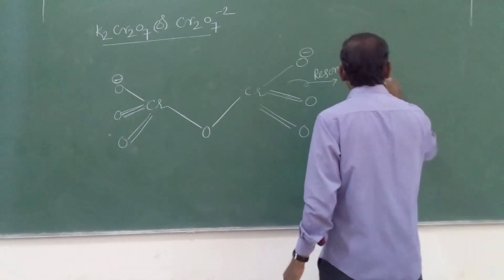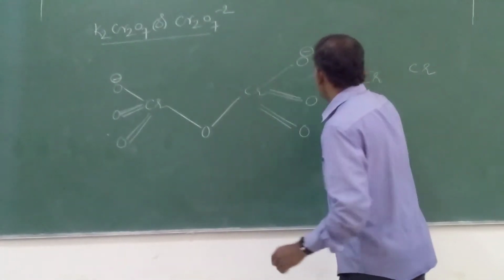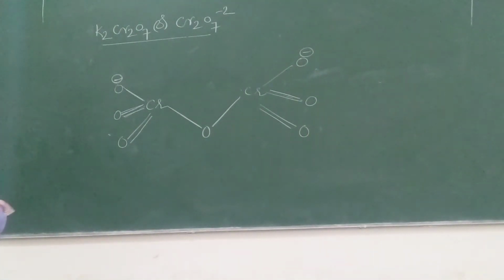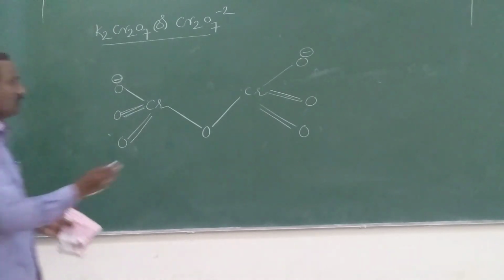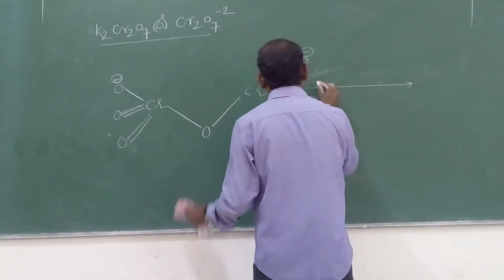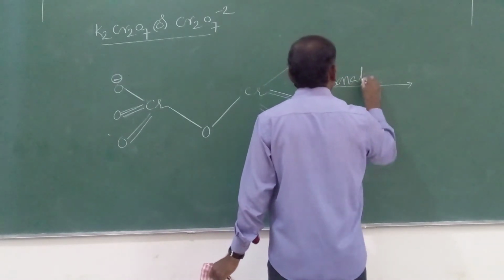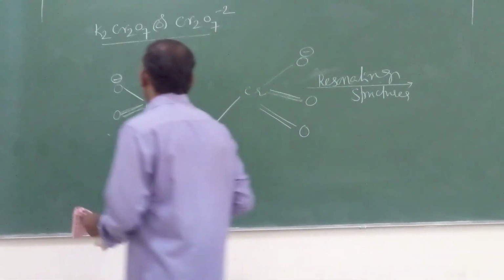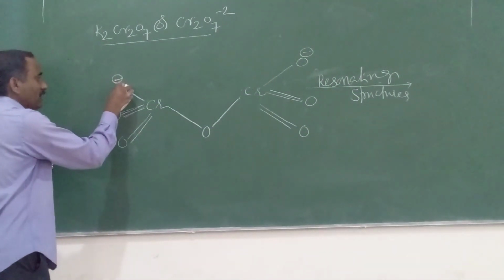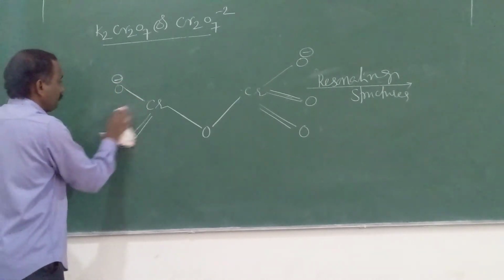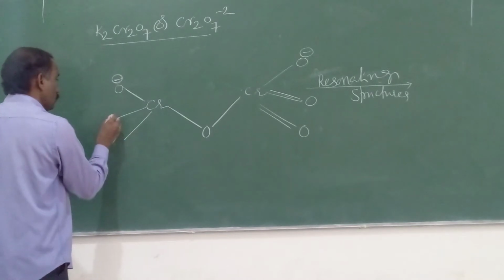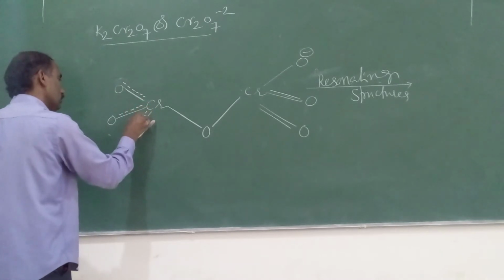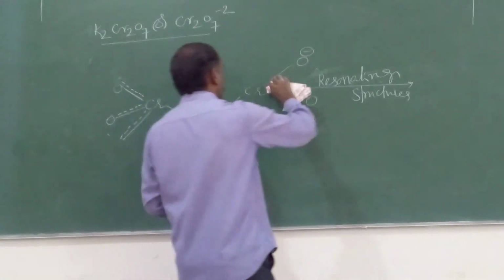First draw the structure, then I will draw the resonating structures. Draw the structure. After that, put the arrow for the resonating structures. Now, resonating structures mean we have to write the resonance hybrid. This negative charge is delocalized to all oxygens. So the negative charge is delocalized. Here also.